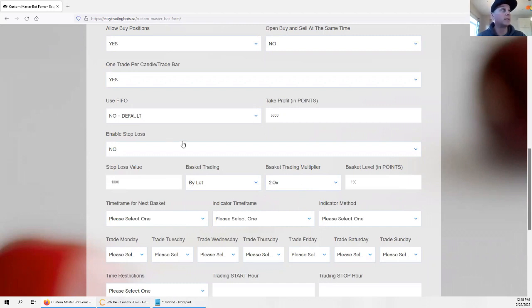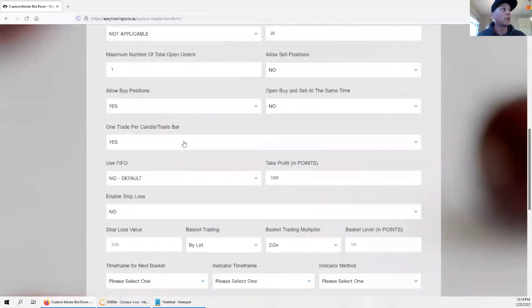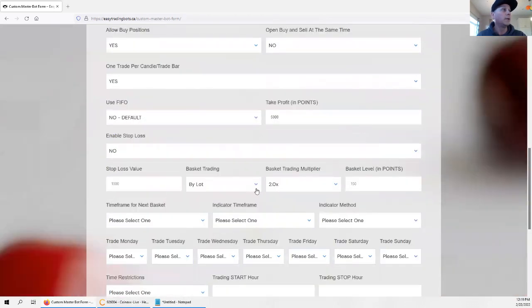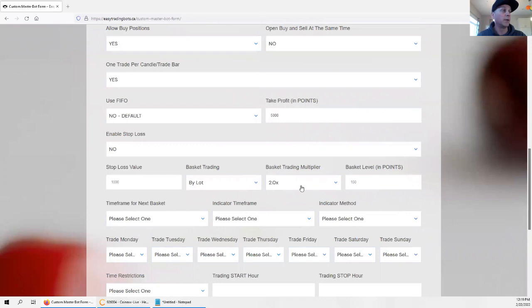These are only the baskets. This isn't your starting lot. We've set the starting lot to be fixed at 0.02. Okay, so those are 2 different algos. Your starting lot is here, and your basket trading lot is down here.